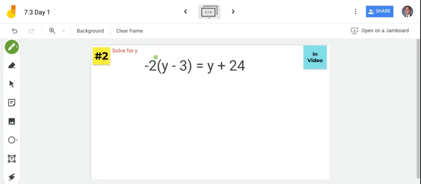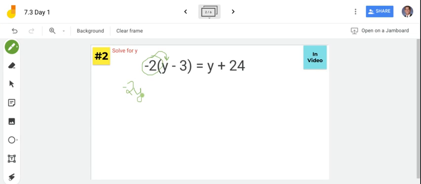What number am I going to distribute? This number right here. And what is that number right there? That number right there is not 2. That number right there is negative 2. So I'm going to distribute negative 2 to this term. Negative 2 times y is negative 2y.